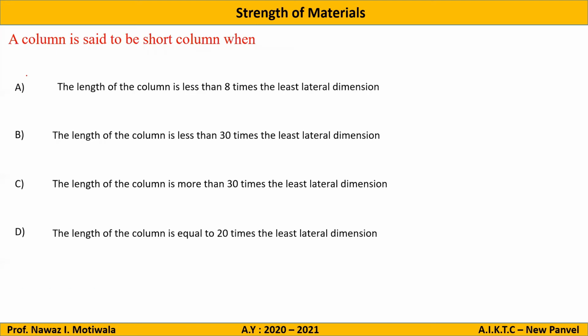Next, a column is said to be a short column when? It's very simple now. It will be option A, where the length is less than 8 times the lateral dimension. Previously it was for a long column, and in this case it is for a short column.